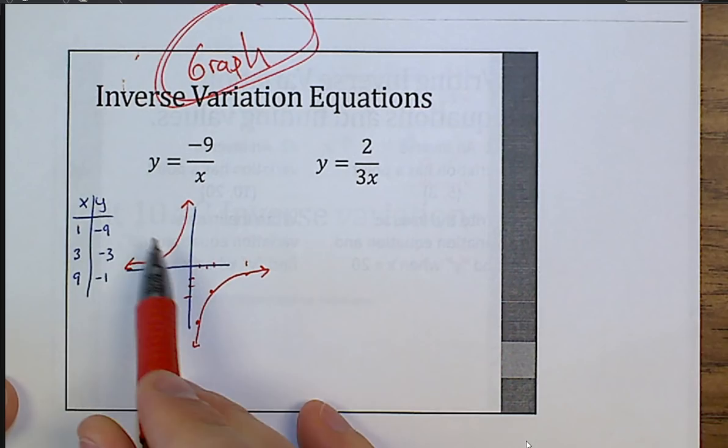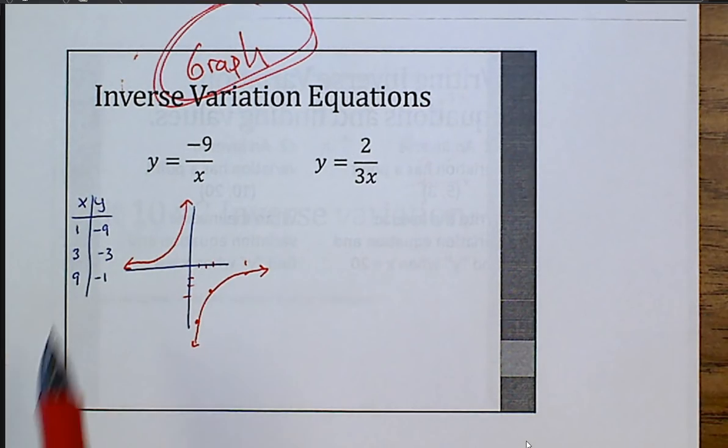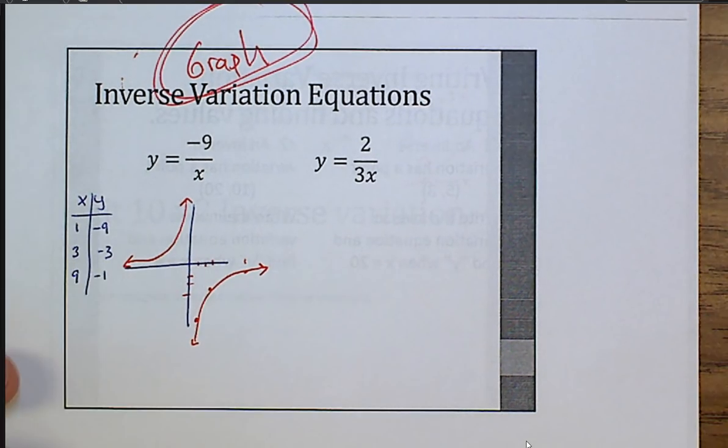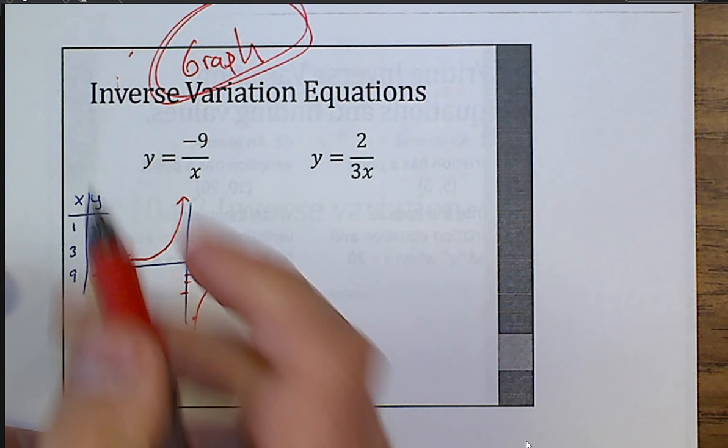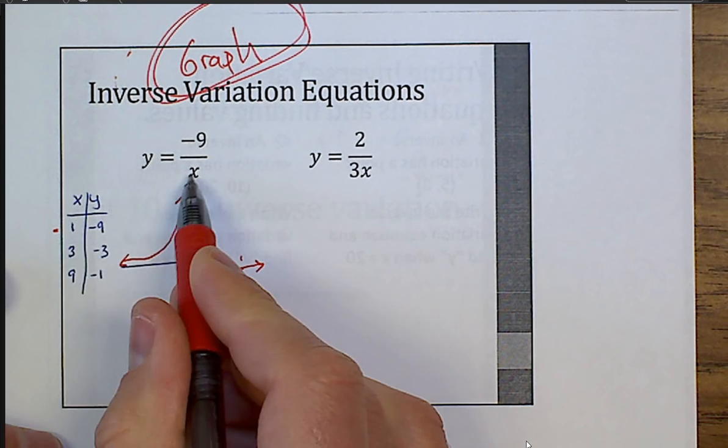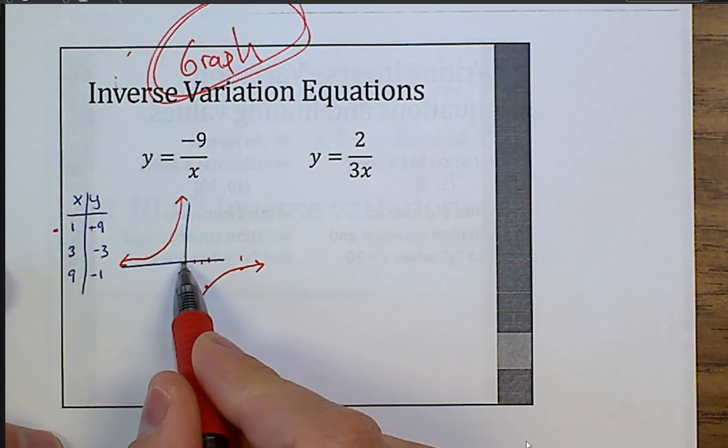So if your k value is negative, you're going to get those hyperbolas to show up in the second and fourth, okay? Because if I put a negative, just like I did before, if I slapped a negative in front of this 1, what happens to the 9 now? It becomes positive. So -1, +9.